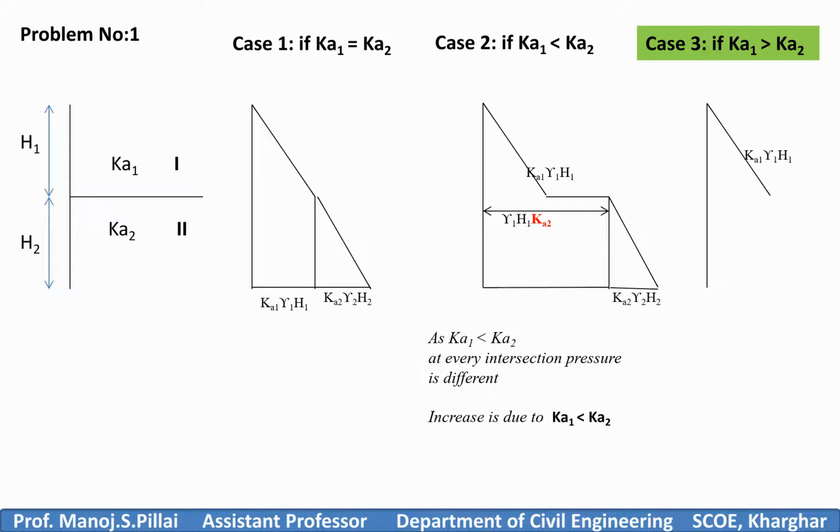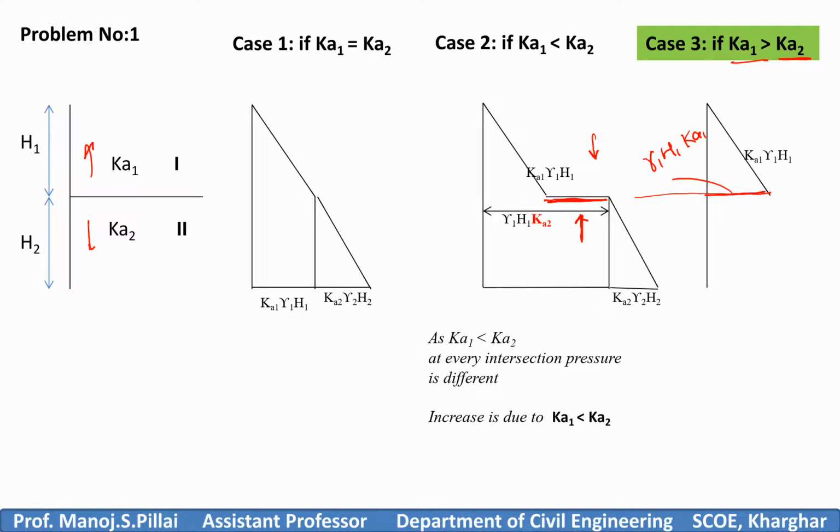So let's move to case number 3, that is Ka1 is more and Ka2 is lesser. That is, this one is more and this one is less. In the first case, Ka1 was lesser and Ka2 was more, so there was an increase. Okay. Whenever Ka1 is more and Ka2 is less, then there is a decrease. But the above layer is the same thing. How much is this? This is my gamma 1 H1 into Ka1.